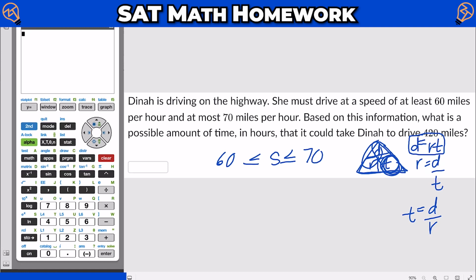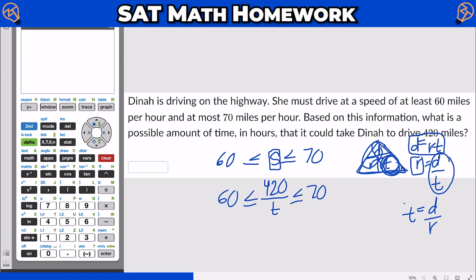Now, speed is synonymous with rate. Velocity has a different component to it. Velocity is both speed and direction. However, speed and rate for our purposes are essentially synonyms. So if we're talking about rate, which is distance over time, and they give you the distance of 420 miles, we can replace speed with distance over time and try to figure out what time could possibly occur so that she's able to drive these 420 miles, or what time would it take to do so.